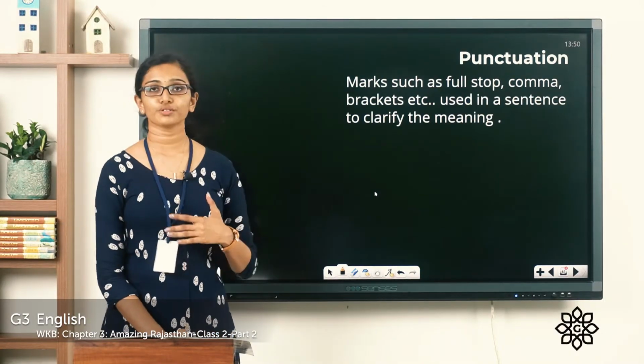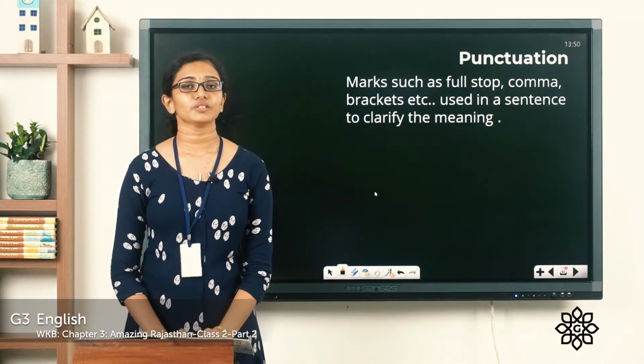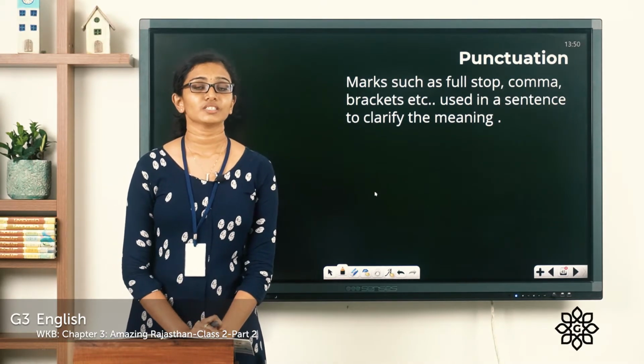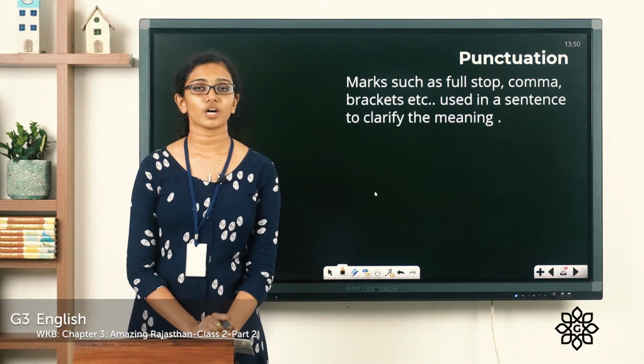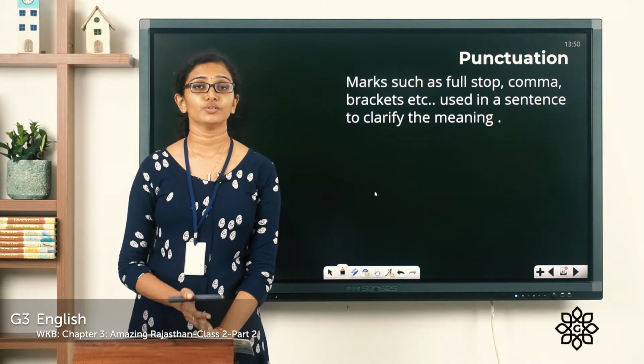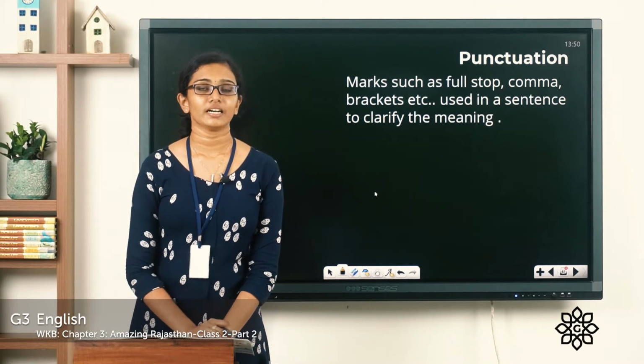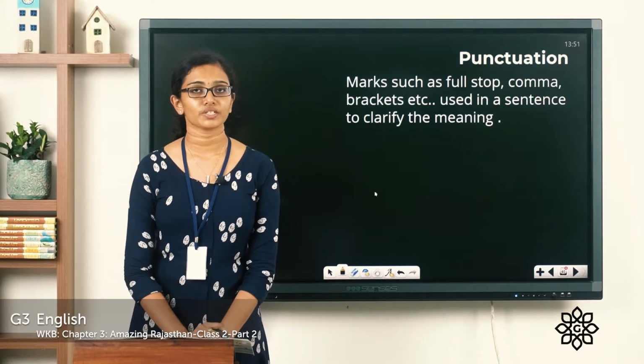Now, let's move on to the next set of questions. Punctuation. What do you mean by punctuation? Marks such as comma, full stop, quotes, etc. that you use in writing to make the sentence clear or meaningful is called punctuation.